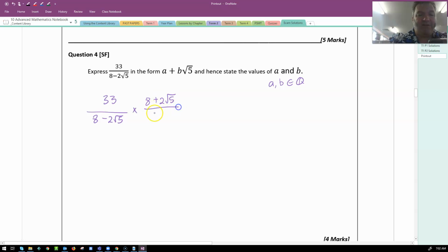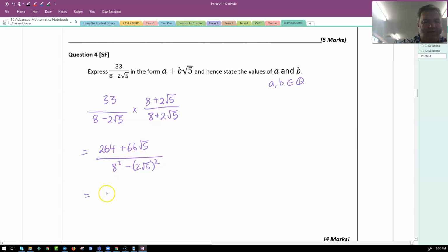Why do we do that? Because we get to use our favourite rule in maths, the difference of two squares, and we like using our favourite rule in maths, the difference of two squares. So doing this multiplication, 8 by 33 is 264, 2 by 33 is 66 root 5, difference of two squares on the bottom, so I'm going to be left with 8 squared minus 2 root 5 squared.